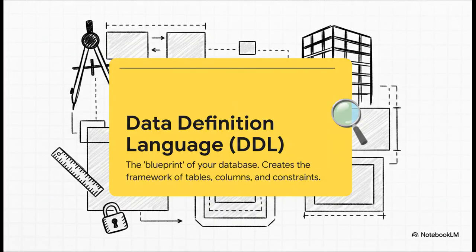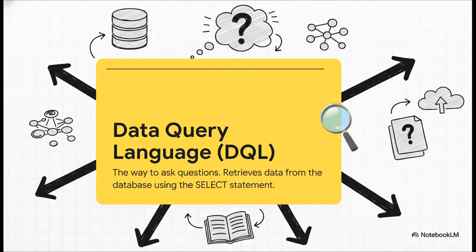First up, we've got the Data Definition Language, or DDL. Think of this as the architect's tool. You use commands like CREATE TABLE to build the entire skeleton of your database. The tables, the columns, all the rules. It's literally the blueprint. Next is the one you're probably going to use the most, the Data Query Language, or DQL. This is all about asking questions and getting information back. Anytime you see a command that starts with SELECT, that's DQL. It's how you read the data without ever changing it.